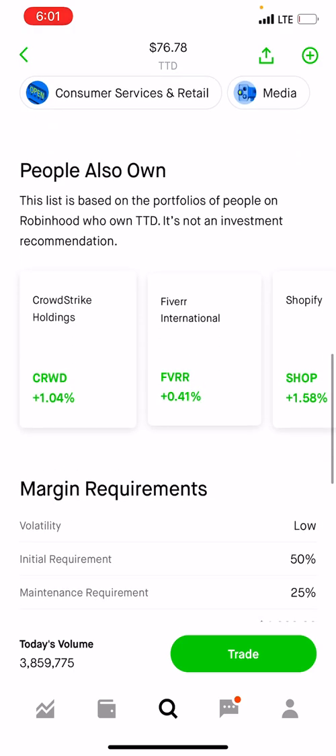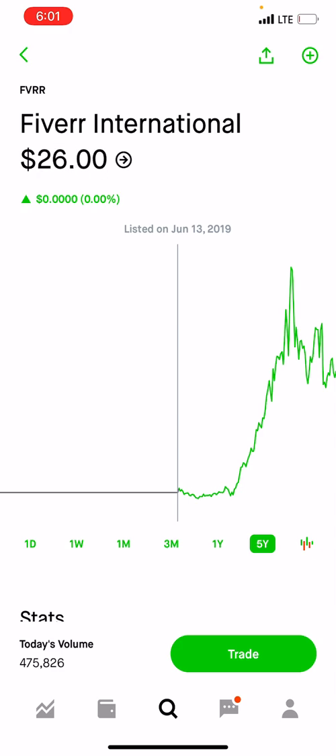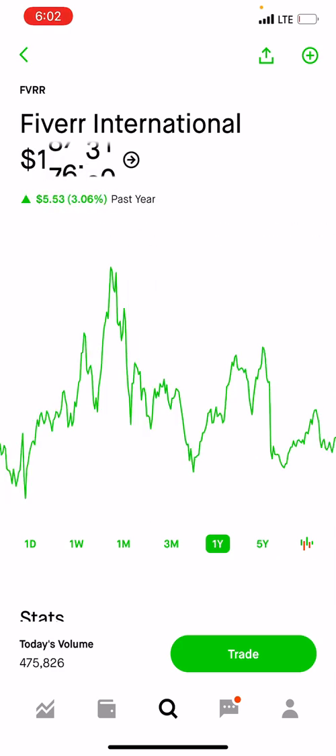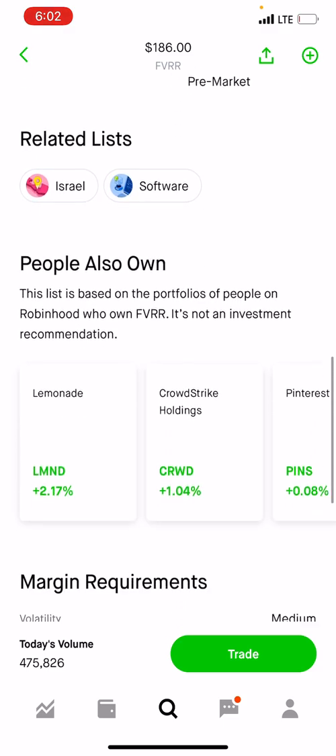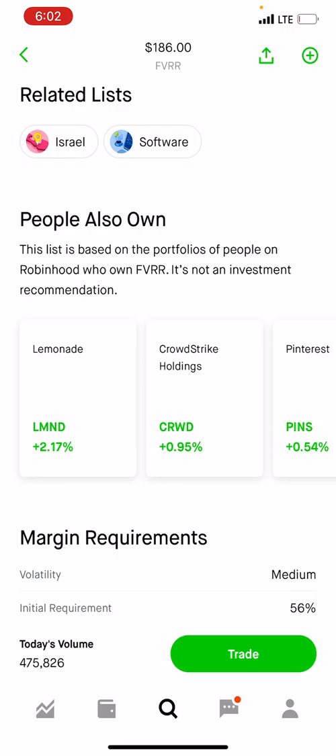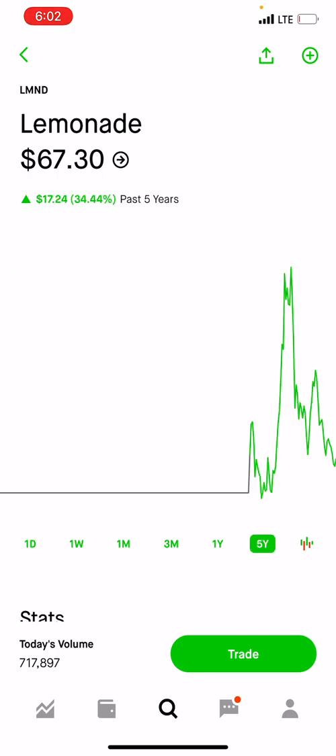Again, let's look at Fiverr. 5 year, it actually IPO'd in mid 2019, up. For the year, sideways. I actually like Fiverr, so I would put my money into Fiverr and keep putting money into it. Keep in mind, this is long term. This is not something that you're going to be trading or looking at every single day. This is something that you're going to be adding to consistently, weekly, monthly, bi-monthly, bi-yearly, whatever, right? But this is how to grow a long-term portfolio.